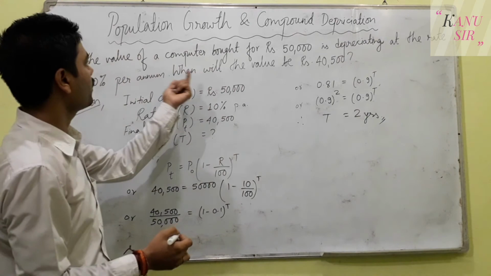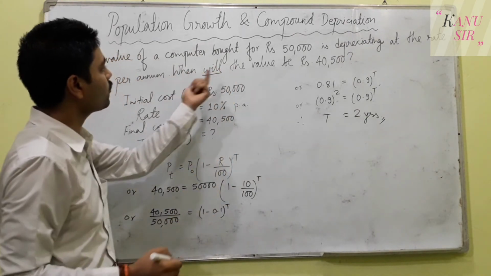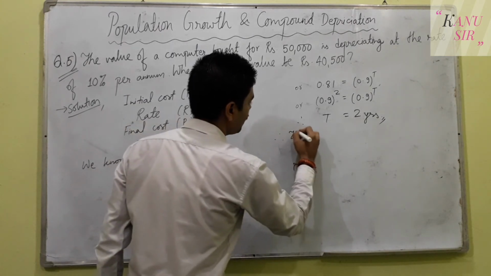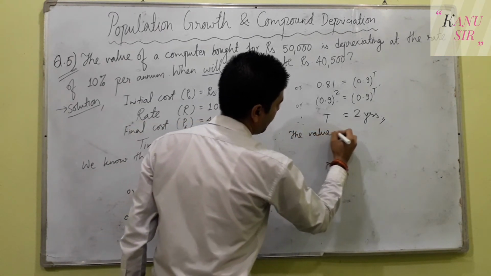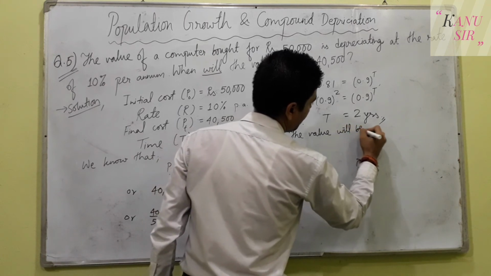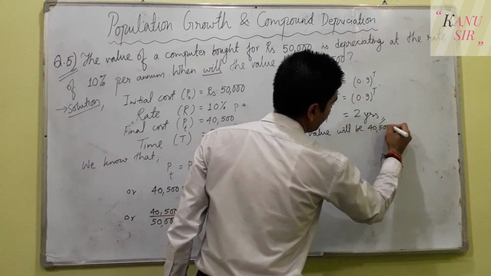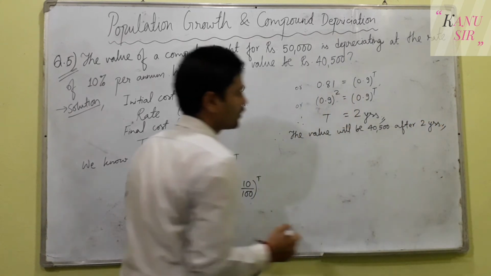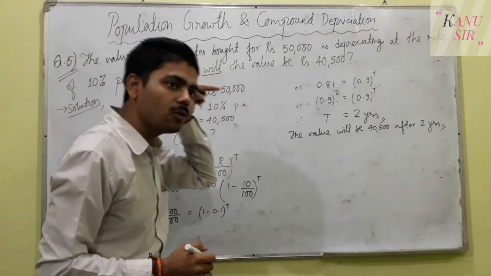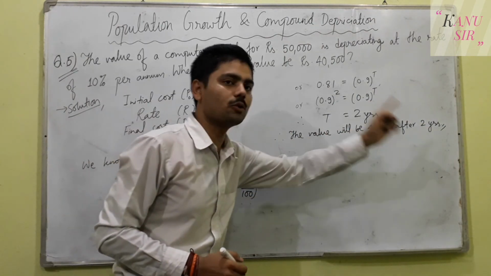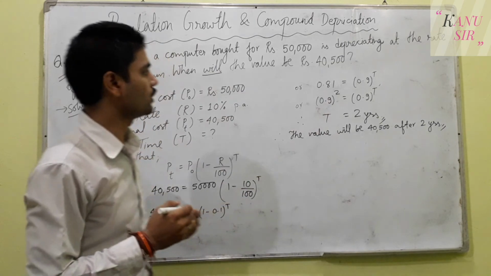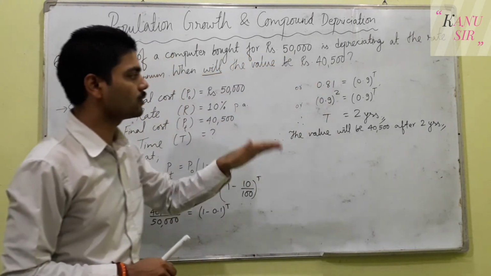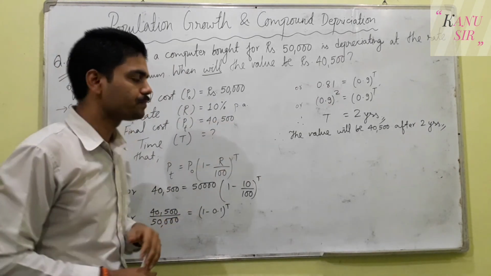The question is asked in the future tense: what will the value be? When will the value be? Therefore, the value will be 40,500 after 2 years. We have to write after 2 years because the value will decrease. We shall not write before 2 years. We have to write after 2 years. That is why the value has decreased up to 40,500 after 2 years of depreciation.